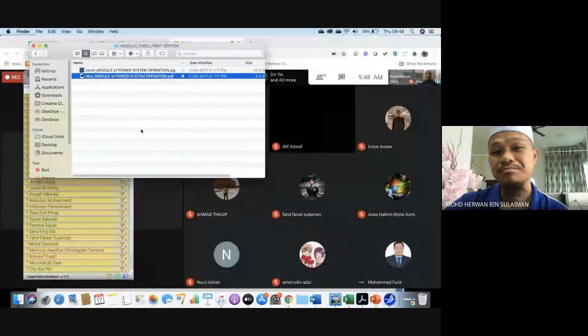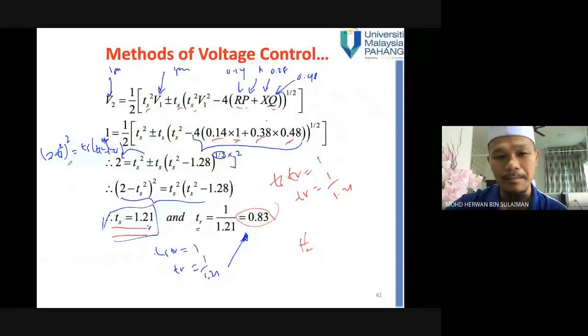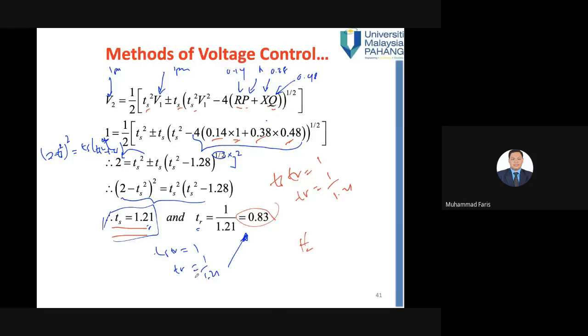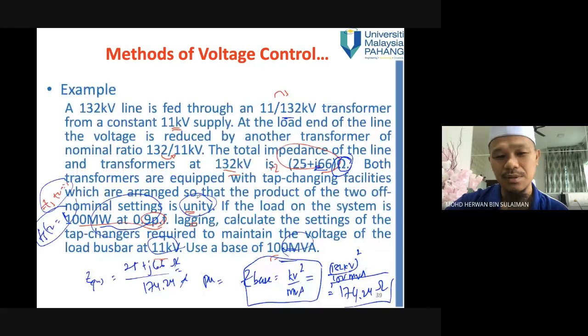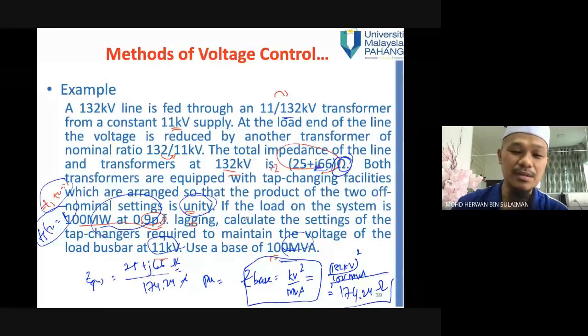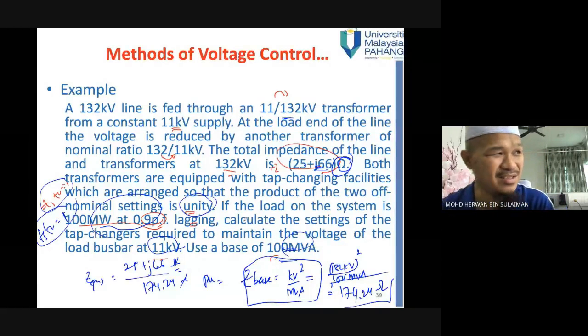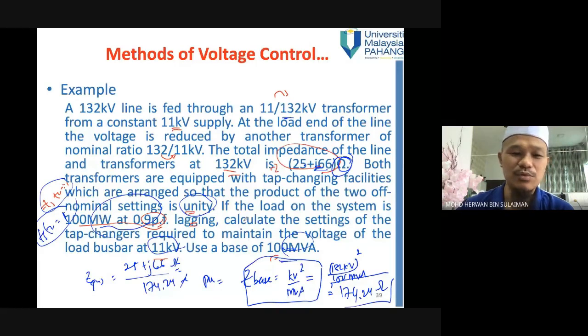Sir, yang TS times TR tu kan, memang will always equal to 1 ke sir? Ya, sebab unity ni. Unity kan satu. Kalau dia tak mention, dimension still satu. Biasa type change transformer normally TS darab dengan TR satu. Ratio dia memang macam tu. Kalau dia tak mention pun TS TR memang satu. TS darab TR sama dengan satu.